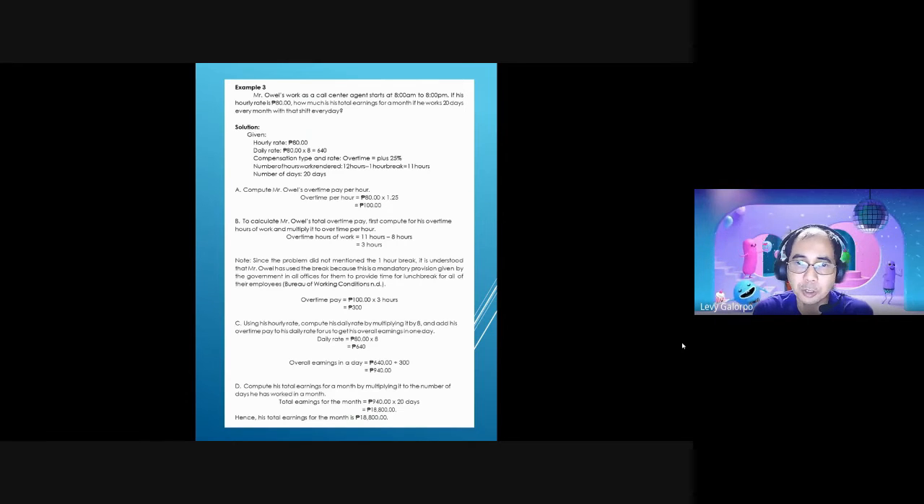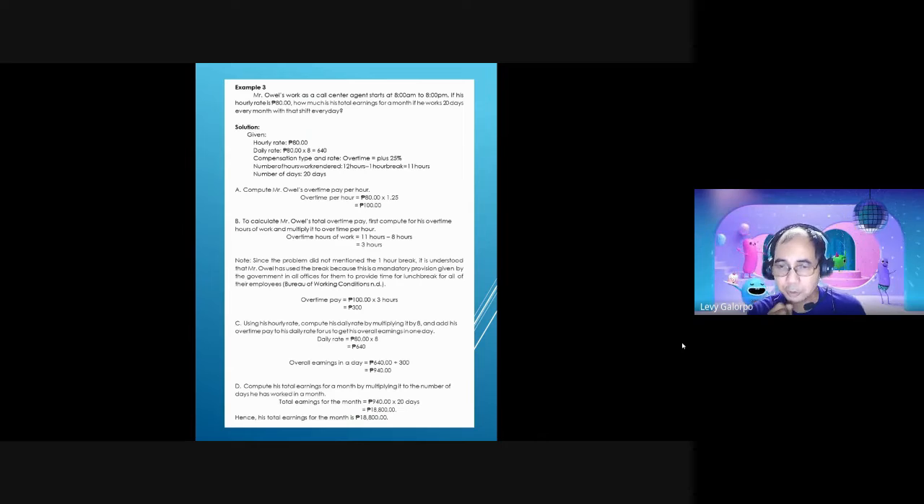Now, to calculate Mr. Owell's total overtime pay, first compute for his overtime hours of work and multiply it by overtime per hour. So, 11 hours minus yung 8 hours, meron siyang 3 hours na overtime. Since the problem did not mention the 1-hour break, it is understood na meron siyang lunch break, as nakaprovide yan dun sa provision given by the government in all offices for them to provide time for lunch break.